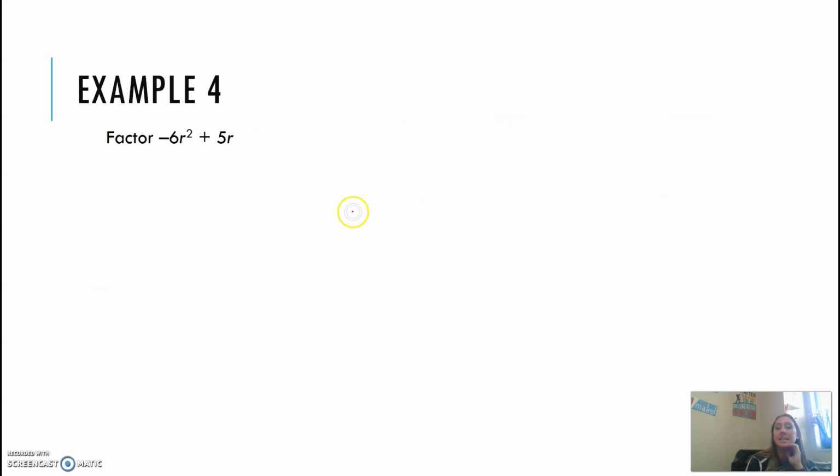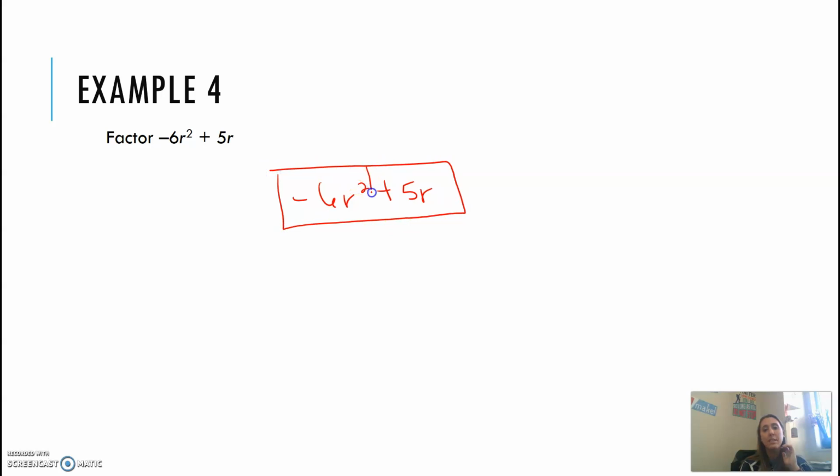So this last example is negative 6r squared plus 5r. This is just a GCF. And how you know when to factor out a positive or a negative. Most of us say just guess. And that's the wrong answer. So if the leading coefficient, and remember your leading coefficient is the number in front of the variable with the highest exponent, so this one would be the leading coefficient, is negative, then you're going to factor out a negative.